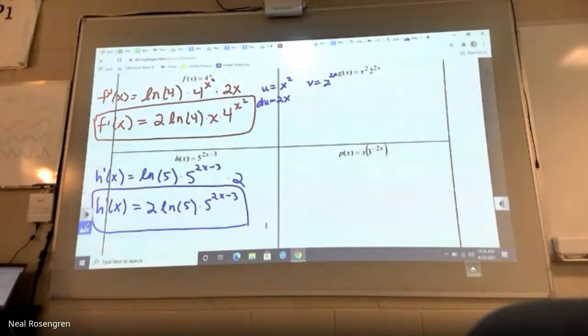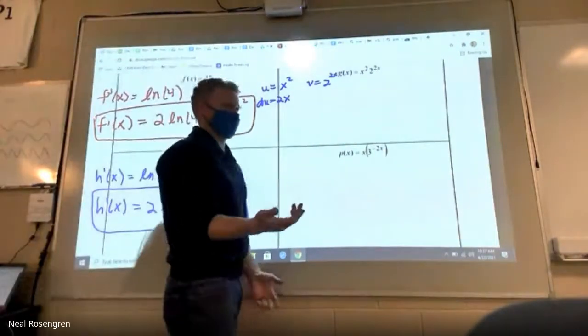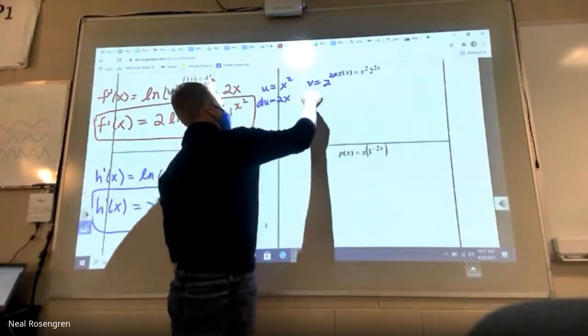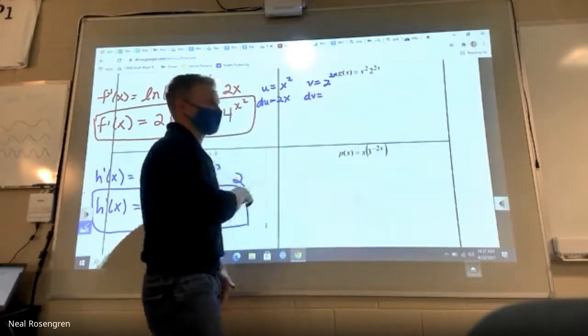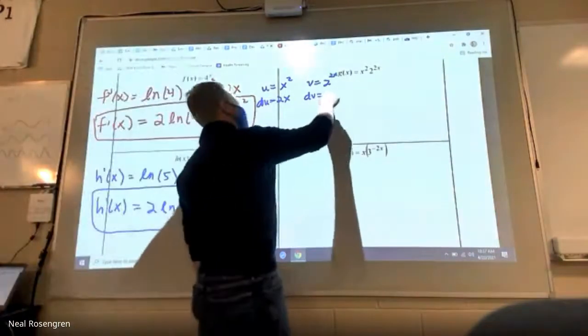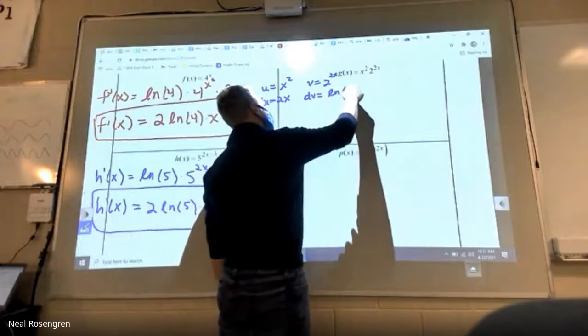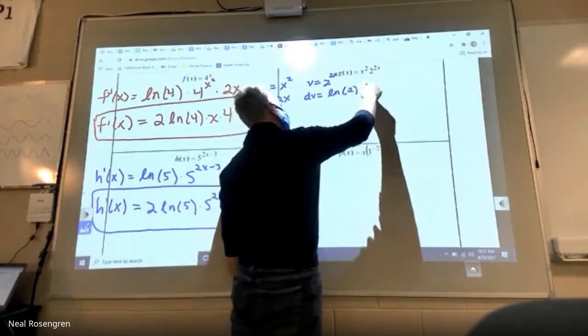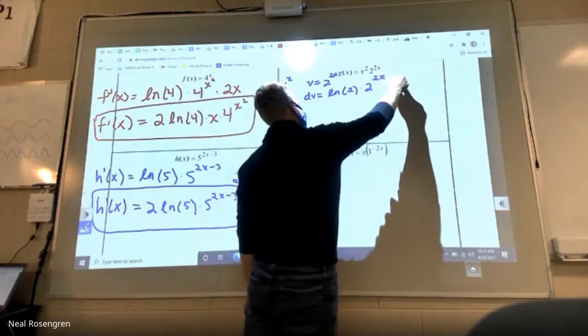Now that we've got all these rules to follow, I know what to do with trig. I know what to do with exponentials. I know what to do with polynomials, of course. And basically, that's it, right? Those are all the functions that we need. Now, for dv, exponential, base isn't e, and the exponent is more than just x. I need all three pieces. Natural log, the function itself, the derivative of the exponent. ln of 2 times 2 to the 2x times 2.